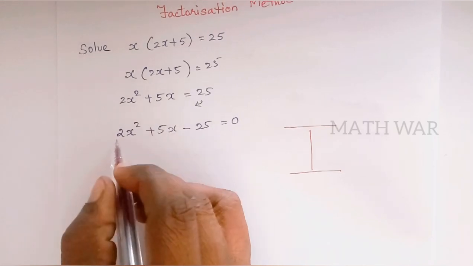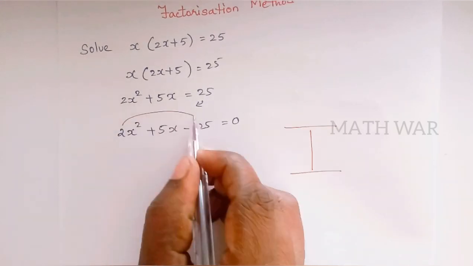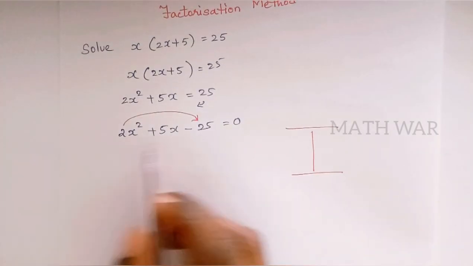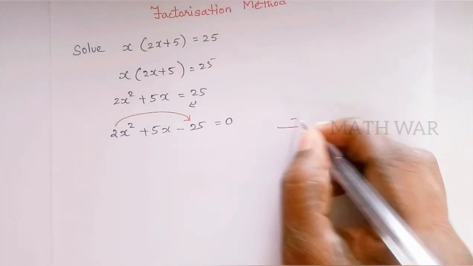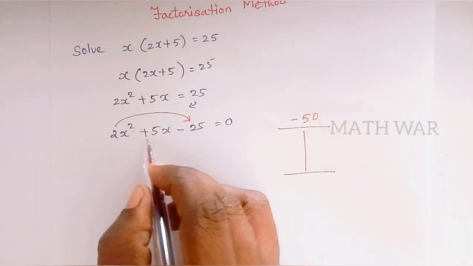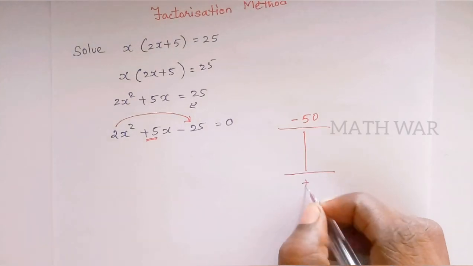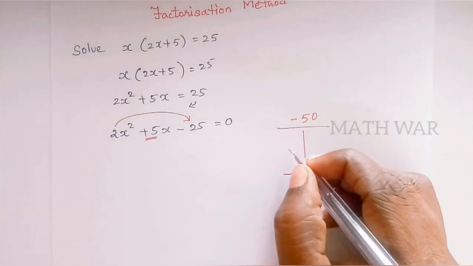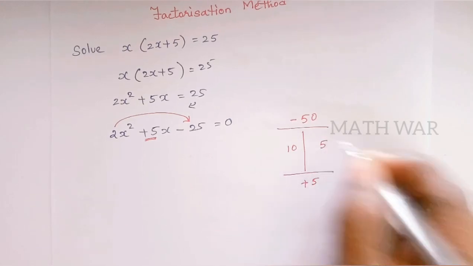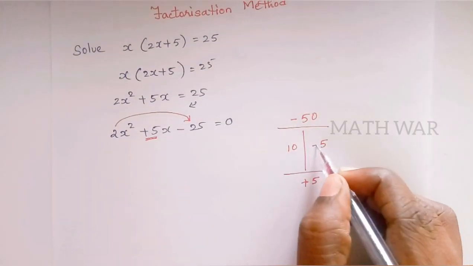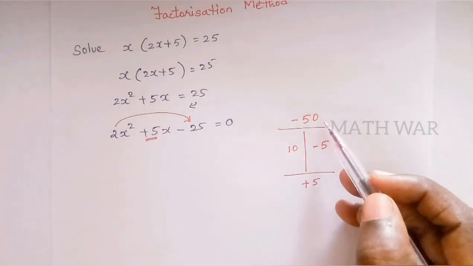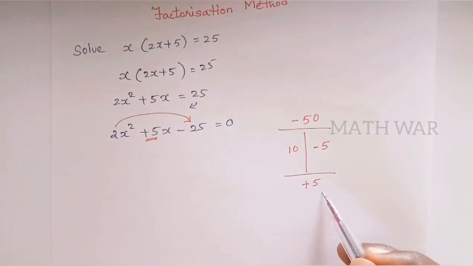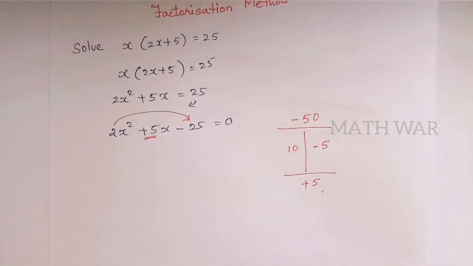See the coefficient of x square, it's 2. We should multiply it with the constant term. So 2 into minus 25 will become minus 50, and the coefficient of the x term is plus 5. We should choose the factors such that if we multiply, we must get minus 50, and if we add, we should get plus 5. So the correct factors are 10 and minus 5. 10 into minus 5 is minus 50. 10 minus 5 is plus 5. So our values are correct.